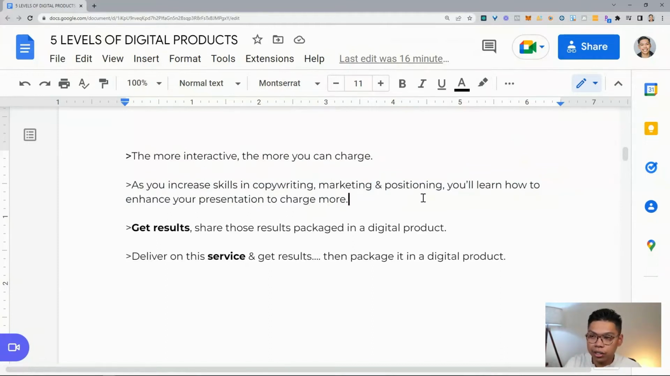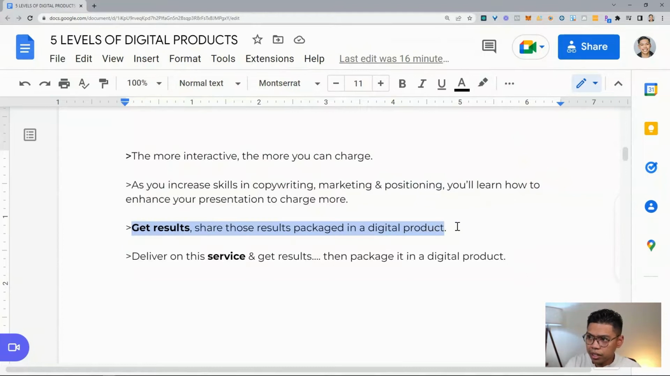As you increase skills in copywriting, marketing, and learning how to position yourself, you'll learn how to enhance your presentation and pretty much to charge more. It's a great product. You know that it produces results. Now it's effectively being great at marketing, putting yourself at high value, and that comes through skills of copywriting, resonating your message to your audience, and also positioning. All high valuable skills as you're scaling and growing your digital product.